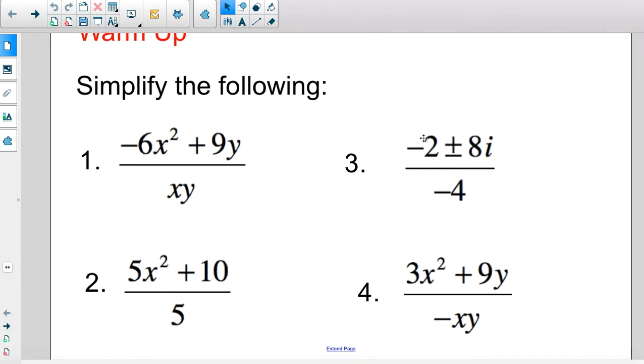So you could factor out a -2 from all of those and make it 1 plus or minus 4i over 2. Same thing here. They all have 5 in common. So x squared plus 2 over 1, or just x squared plus 2. And again, this one here, there's x's here and there's y's here, but you couldn't ever cancel them out because of this plus sign. You'd look for all three things that have the same thing in common, which they don't. So this answer is totally simplified the way it is.